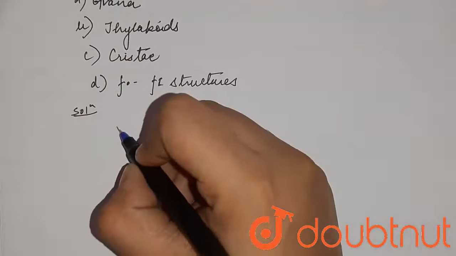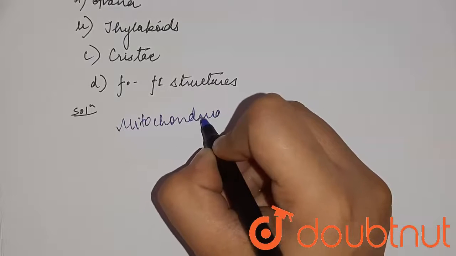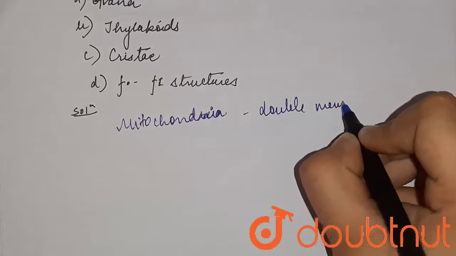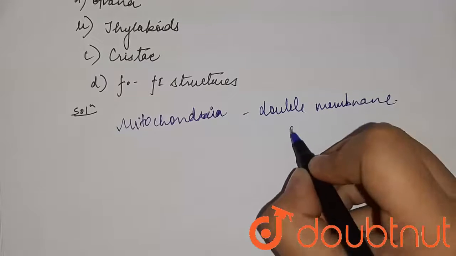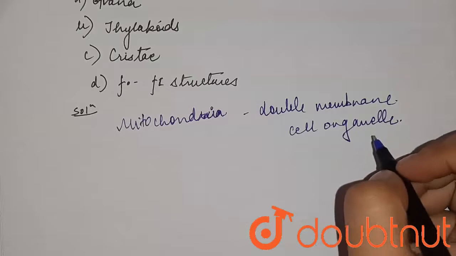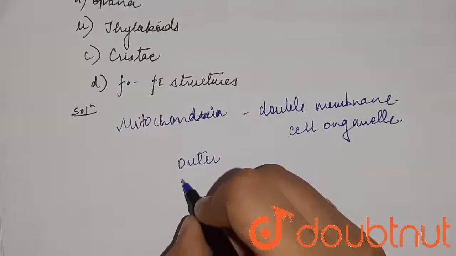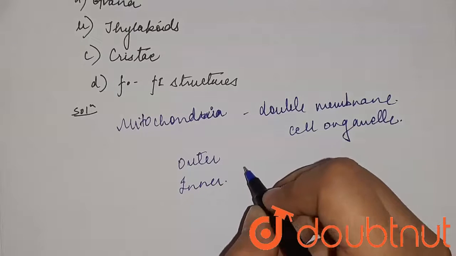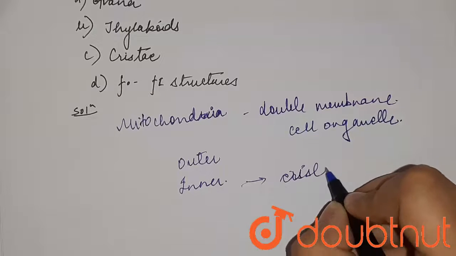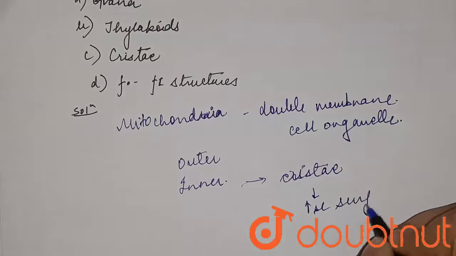So students, the mitochondria is a double membrane bound structure, or you can say a cell organelle, which is known as the powerhouse of the cells, and it is present in all the eukaryotes. So it has two membranes, outer and inner. The inner mitochondrial membrane has folds which are known as cristae, and it helps in increasing surface area.